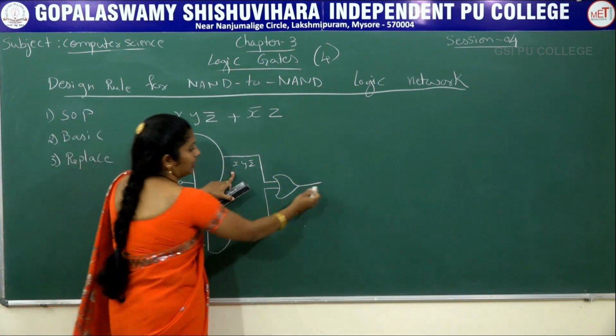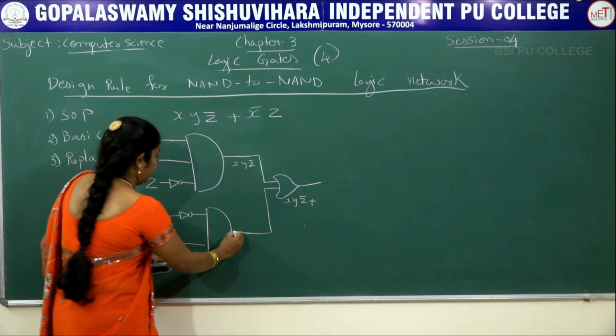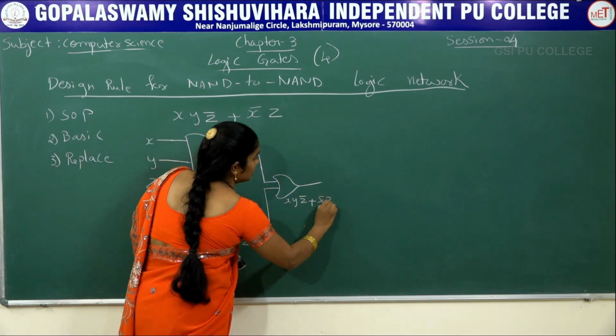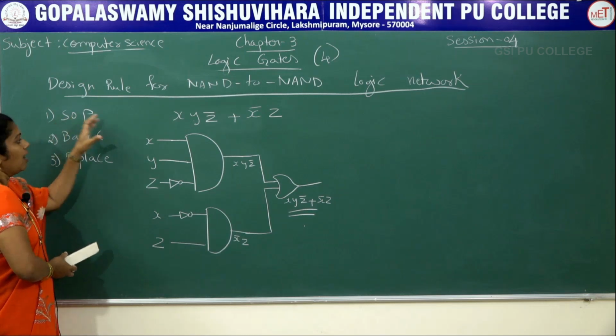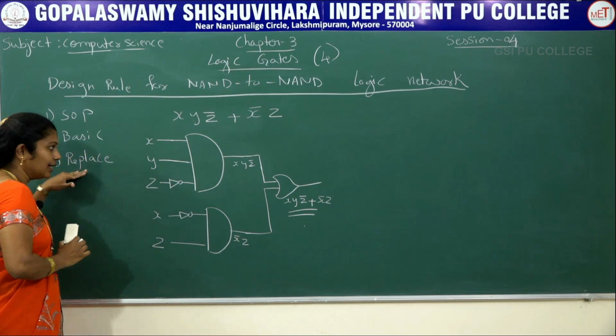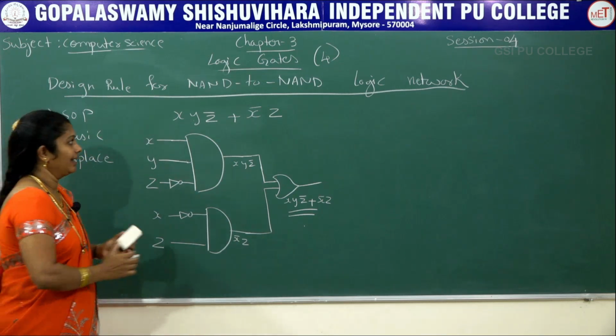Then what is the output here? X, Y, Z bar plus, here the output is X bar and Z. X bar Z, this is the output. Second step, we write the circuit diagram by using all the basic gates. Then third step, just replace all the basic gates by using NAND gate.